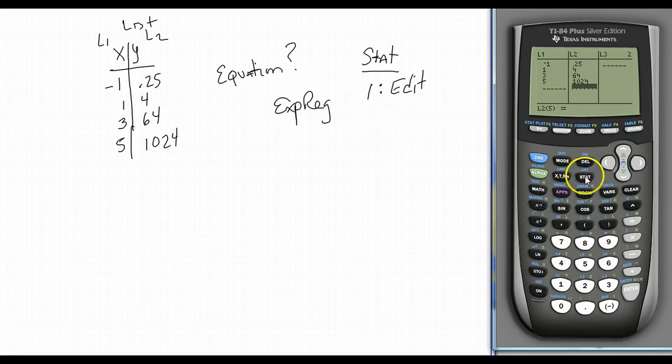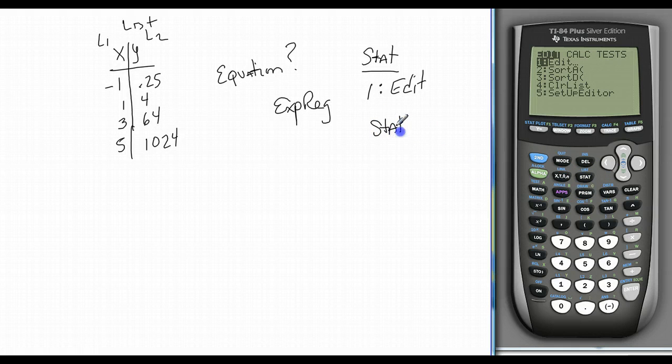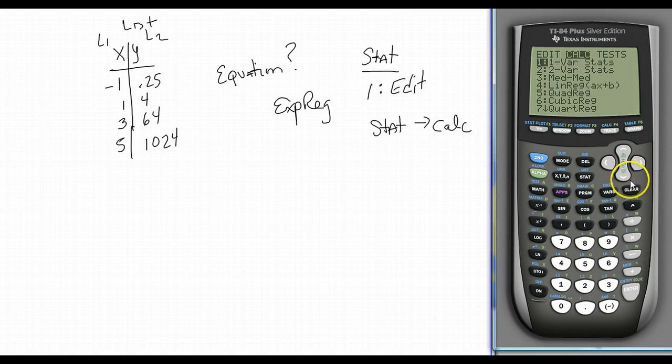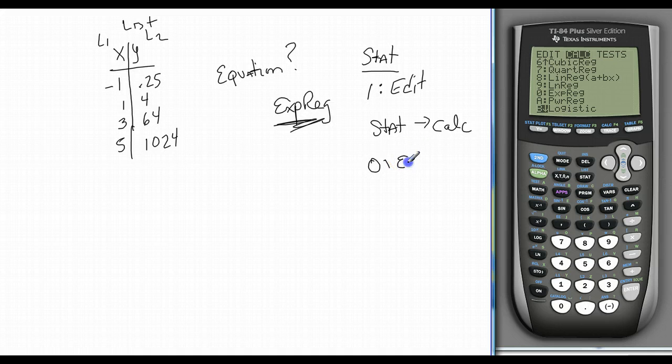Now you're going to press the button that says stat again. This time we want to go to calc. So you slide sideways over to where it says calc. Now I'm looking for ExpReg, exponential regression. You have to scroll all the way down your list. It's not on the first screen. And here it is. We have all these: LinReg, that's linear regression, LnReg is natural log regression, or log regression. ExpReg is choice 0. That's the one we want.